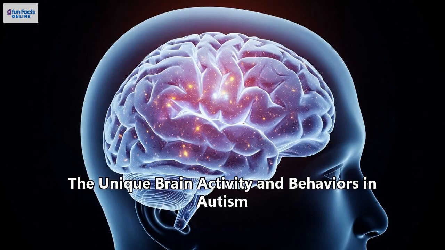By understanding the intricate ways the autistic brain works, we move beyond a simple deficit-based model. We begin to see autism for what it is: a different way of thinking, perceiving, and being in the world, complete with its own set of strengths and a unique perspective to offer.